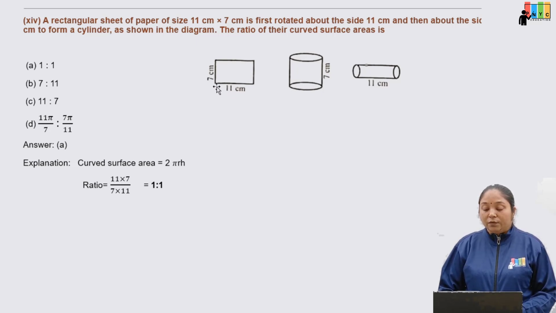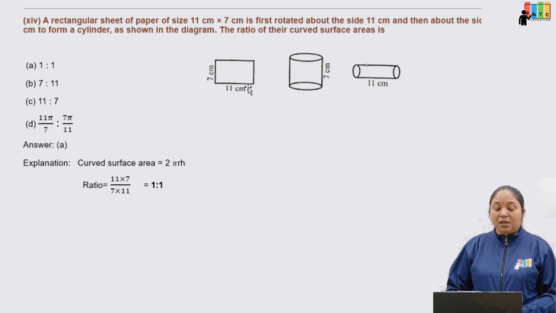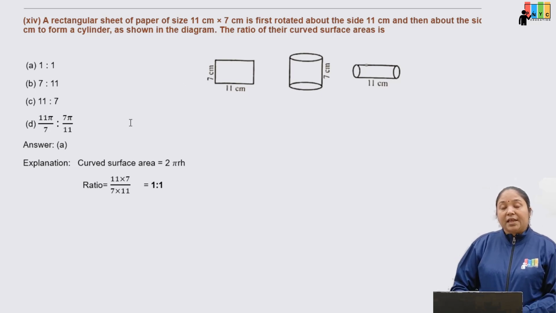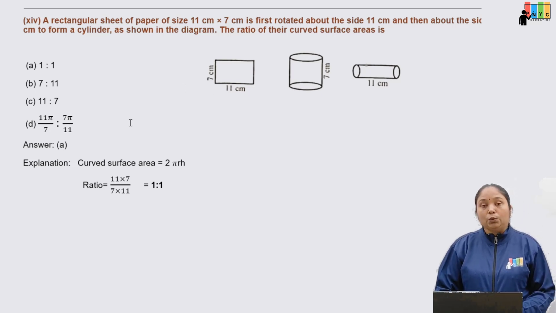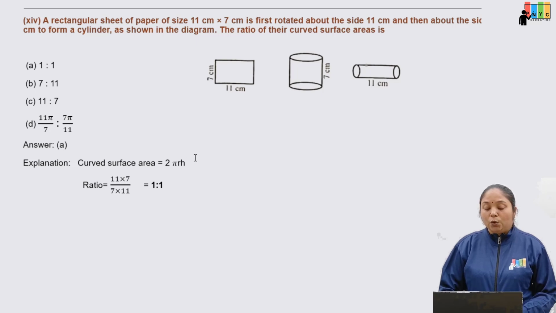Now first, what they said is the rectangular sheet is rolled to form a cylinder, first from 11 centimeter and second from the 7 centimeter. So what will be the ratio of their curved surfaces? Now curved surface area is equal to 2 pi r h. Now we'll take a ratio.